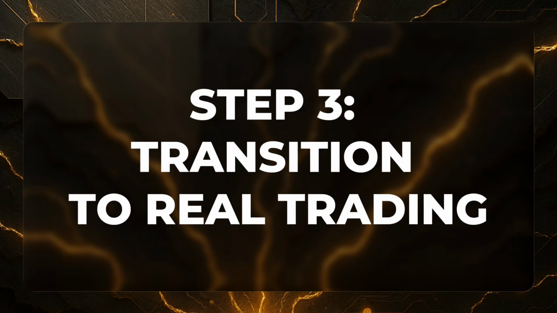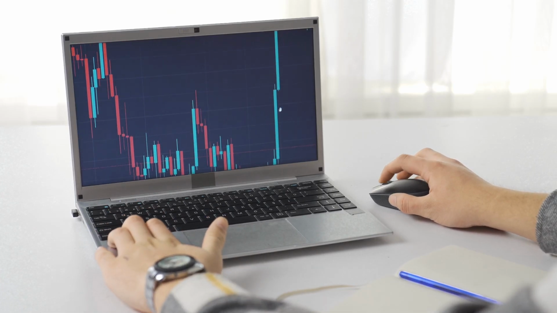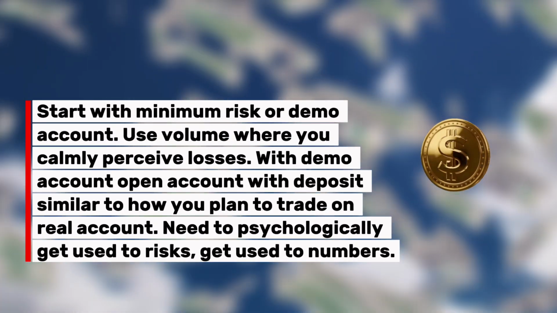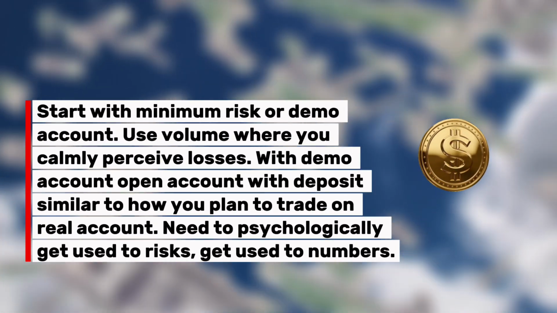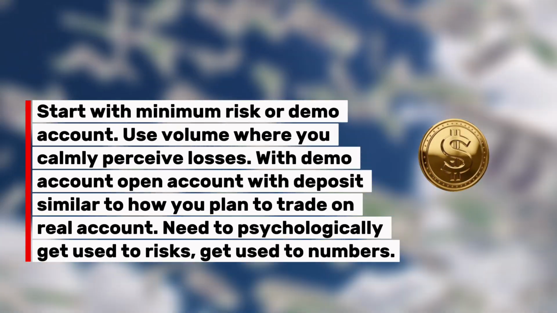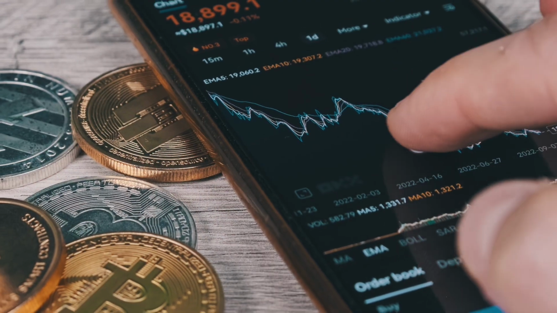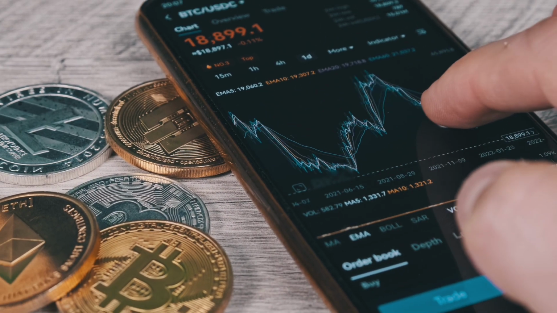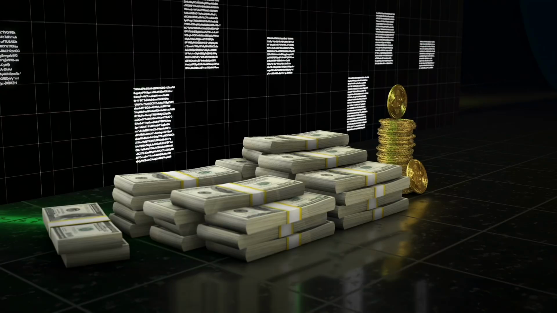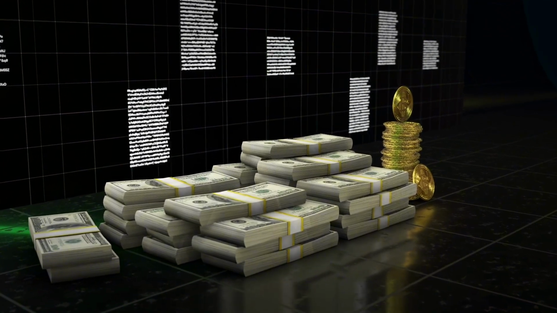Step 3. Transition to real trading. The next stage is strategy launch. Here, it's important to maintain gradualness. Start with minimum risk or a demo account. Use a volume where you calmly perceive losses. With a demo account, open an account with a deposit similar to how you plan to trade on a real account. You need to psychologically get used to risks and numbers. Your task at this stage is not to earn, but to learn to execute the system without deviations. And important, if you can't follow rules on small volume, on large it will be impossible.